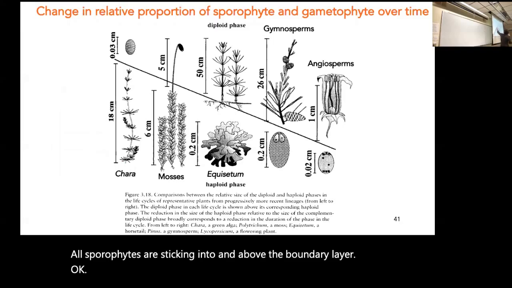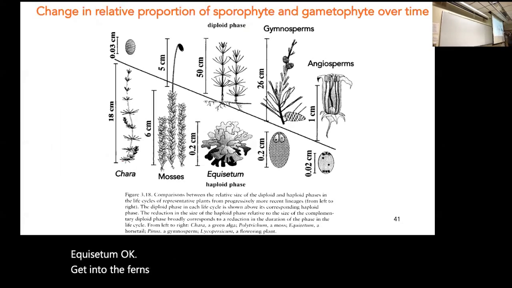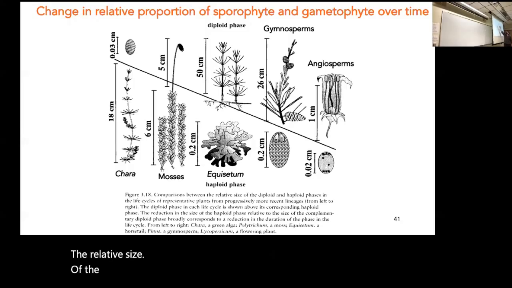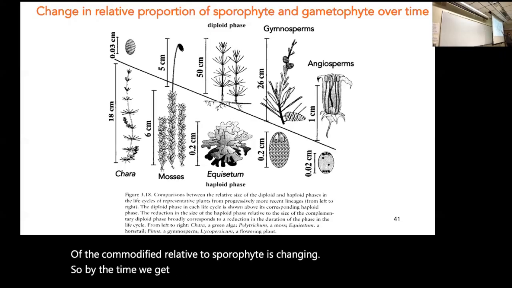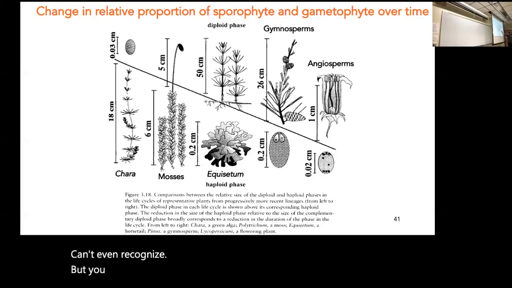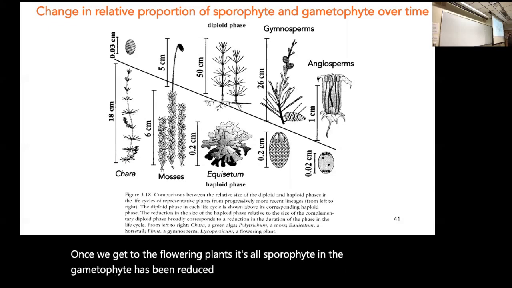As we go from green algae, mosses, Equisetum, okay, we get into the ferns, and then ultimately, once we get into the flowering plants, we're not quite there yet. The relative size of the gametophyte relative to the sporophyte is changing. So by the time we get to the flowering plants, the gametophyte is so reduced, you can't even recognize it. But you can see its remnants. Once we get to the flowering plants, it's all sporophyte, and the gametophyte has been reduced to almost nothing, but it's still there.